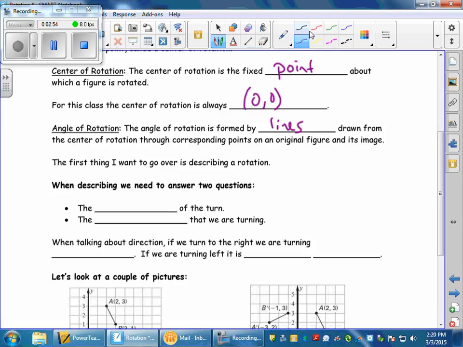Now, when we're talking about rotations, we're going to be talking about two different things. The degree of the turn. So we just talked about a 90-degree one. We're also going to be talking about 180-degree ones. Obviously, there's more than those two, but that's all we're going to talk about. And the direction that we are turning.